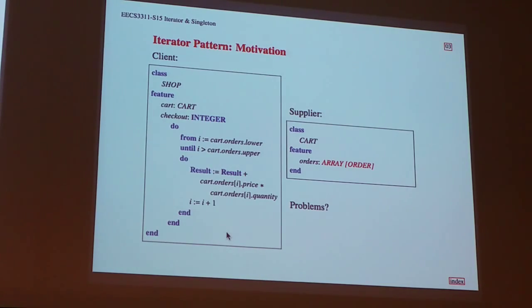Yes. The information is not hidden. The cart, the orders. It's not hidden? Yeah, it's not. And what's wrong with that? It can be dangerous when the client can access the array. Okay, dangerous is one part, because the client might mess around with the array. That's one thing. Okay, what else?